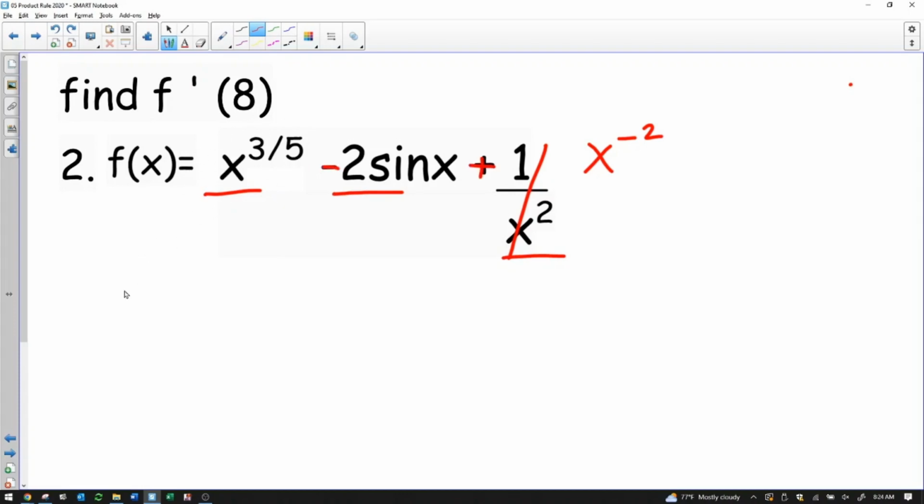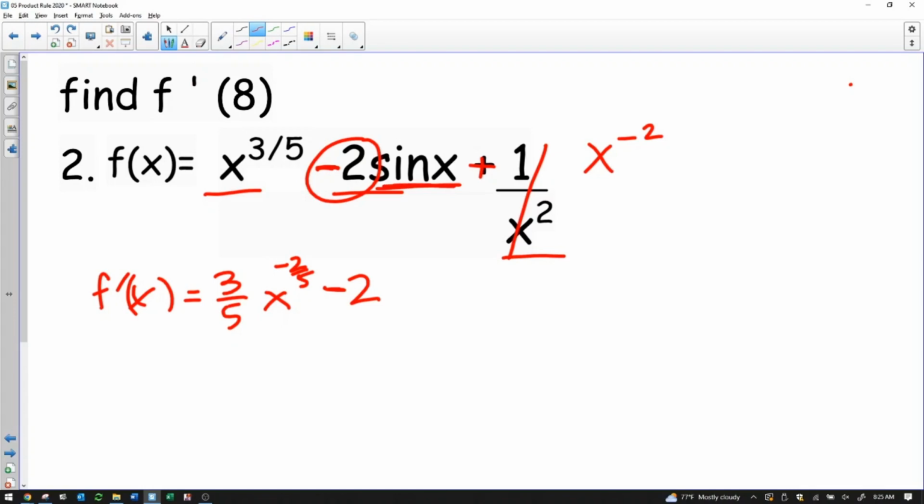So the derivative of x to the 3/5 is 3/5 x to the, what power did you get up here? -2/5. Are you comfortable with that? Then you could just carry down the negative. That's one way to think of it. Or another way I could think of it is this is a -2 coefficient. -2 is being multiplied by everything else in this term that I'm about to take the derivative of.